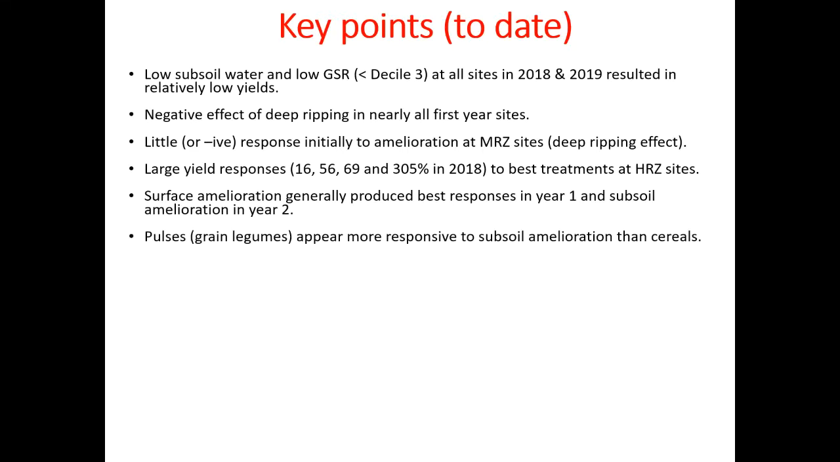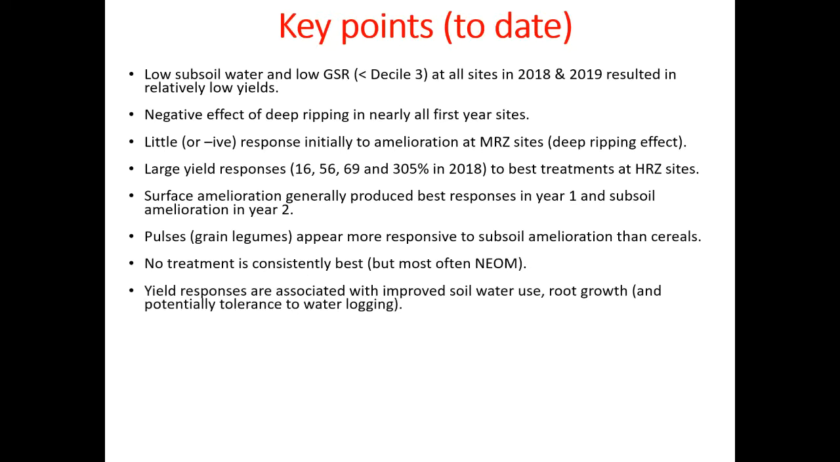As a general rule, pulses, so grain legumes, appear to be more responsive to subsoil amelioration than cereals. We're not 100% sure of that, but generally your pulses' roots are much more sensitive to subsoil constraints. No one amelioration treatment is consistently the best, but as a general rule, if you've got a nutrient-enriched organic matter such as pig manure or chicken manure, they'll tend to produce the best yield responses. Those yield responses are associated with improved soil water use as a result of improved root growth and potential tolerance to waterlogging in the subsoil.